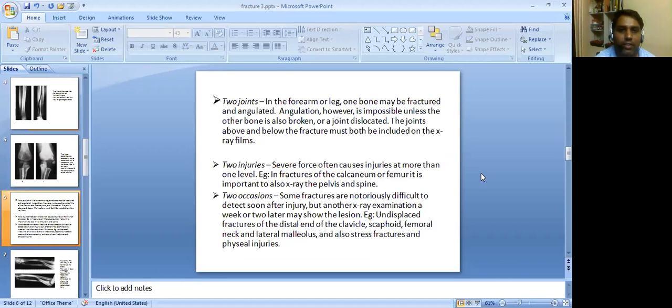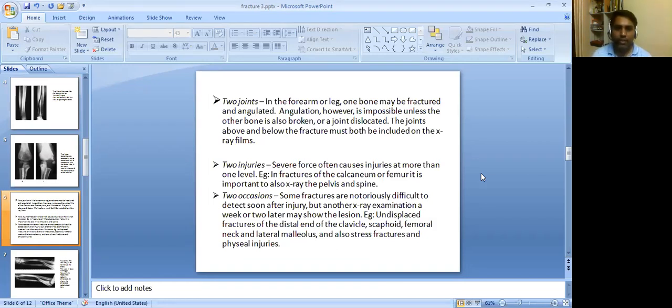Then two joints. In the forearm or legs, one bone may be fractured and angulated. Angulation, however, is impossible unless the other bone is also broken or a joint is dislocated. The joint above and below the fracture must both be included on the X-ray films.